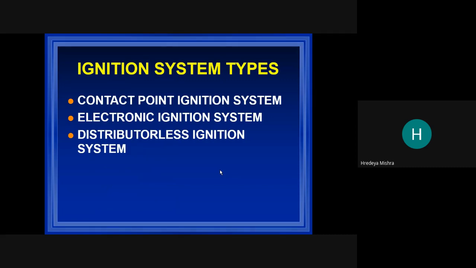Ignition system types. So how many types? There are three types: contact point ignition system, electronic ignition system, distributorless ignition system. So there are three ignition systems which we are going to discuss one by one.